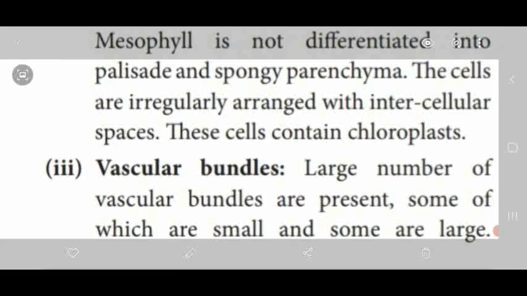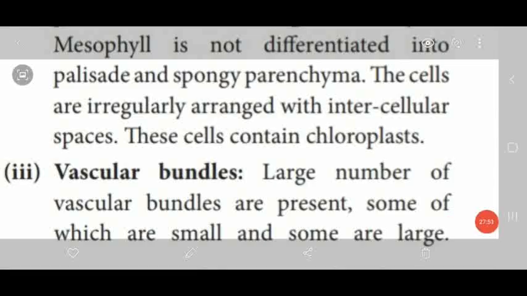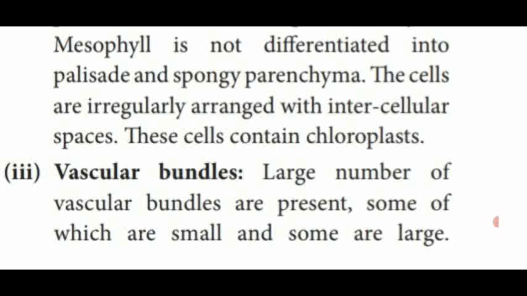Next one, vascular bundle. The vascular bundle is also present in the midrib region and the lateral vein region. A large number of vascular bundles are also present. Some of them are small, some of them are large. The number is high, but the sizes vary. Some of the vascular bundles are smaller in size, some of them are larger in size. That is said to be the vascular bundle which is present in the grass leaf.